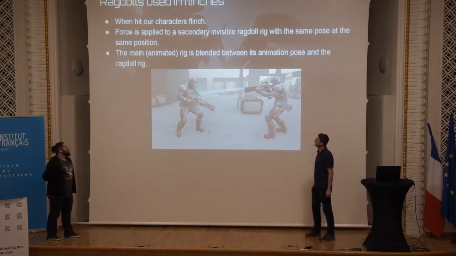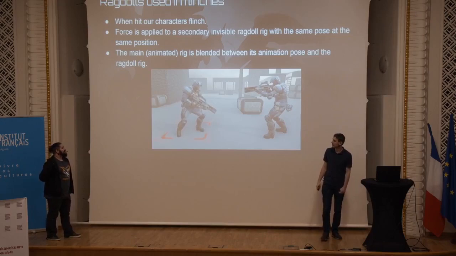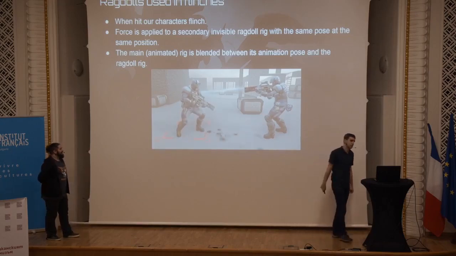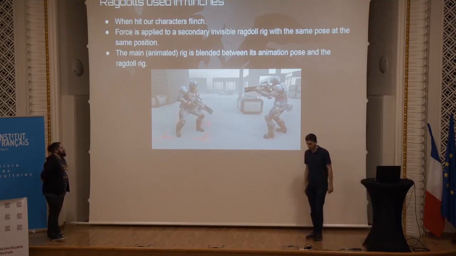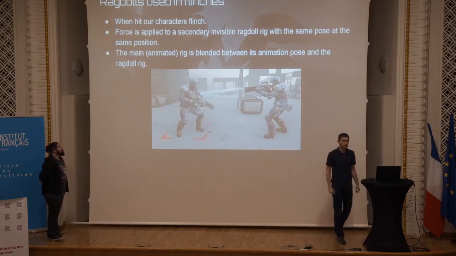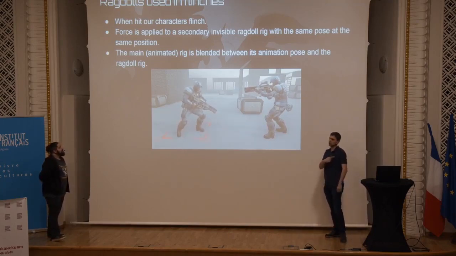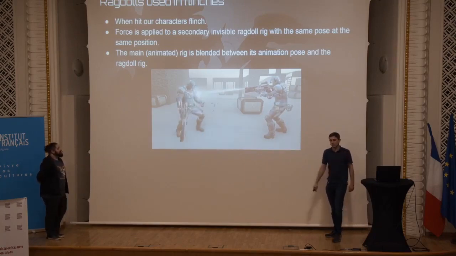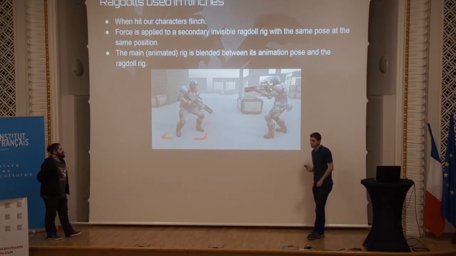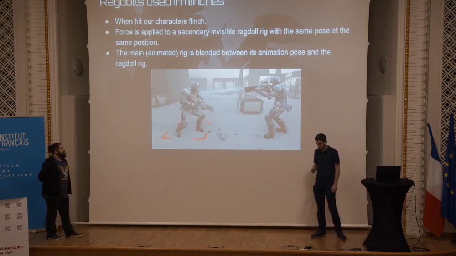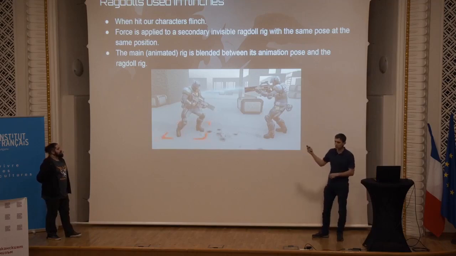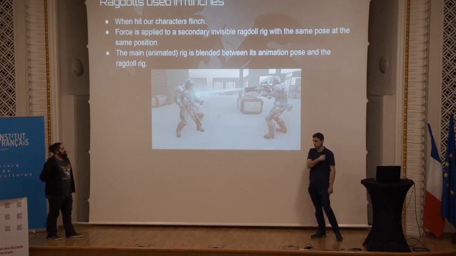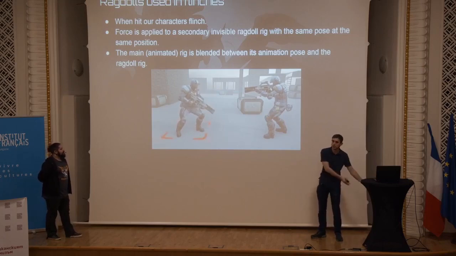This is a little bonus from backstage. Drifting away from tools. In our game we have the so-called flinches. What this means is that when your character is hit, we push him away from the source physically. This is not animated in any way. And we do this by having a second invisible ragdoll rig that is synced with the animation. When your character gets shot, we apply force to that rig and let it fall slowly.